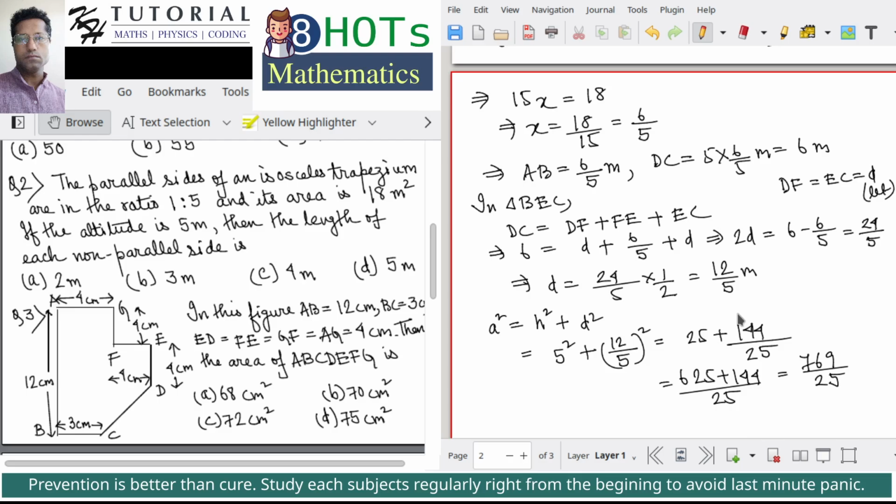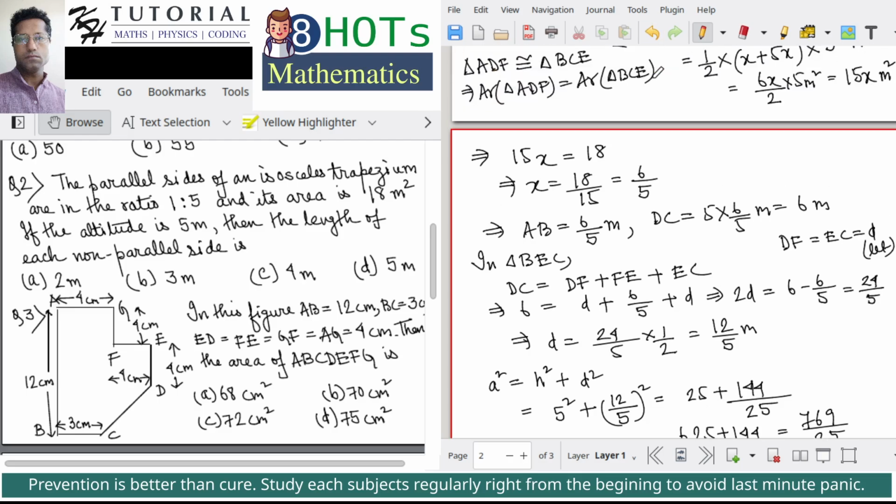Sorry friend, I'm using the calculator. 769 is definitely not a perfect square. So this a will not come as an integer. All the choices are given as integer. Let me see, if I consider the area to be 15, then we are getting x is 1.